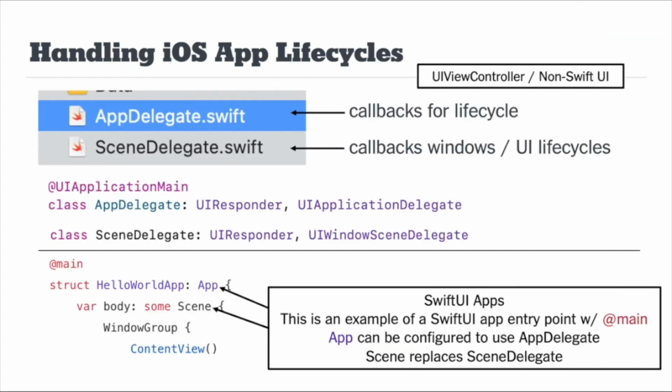So how do iOS developers handle these application lifecycles? Well, we can use the app delegate, which is a singleton set of callbacks for our application lifecycle, or our scene delegate, which has callbacks for windows. So think iPads with multiple windows, to handle our UI lifecycles. Now, if you're working with a SwiftUI app, you can configure your app to use the app delegate for these application lifecycle callbacks, and they have a new class called Scene, which is going to replace our scene delegate.